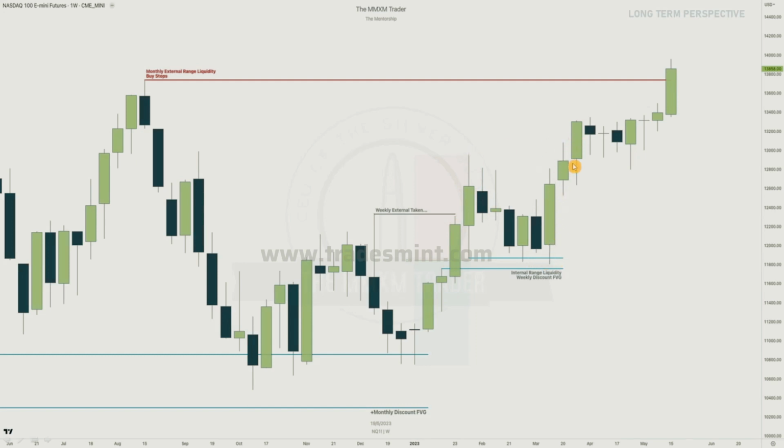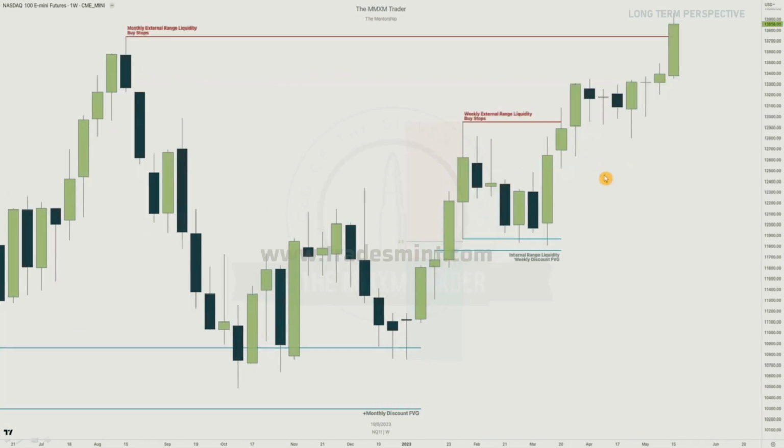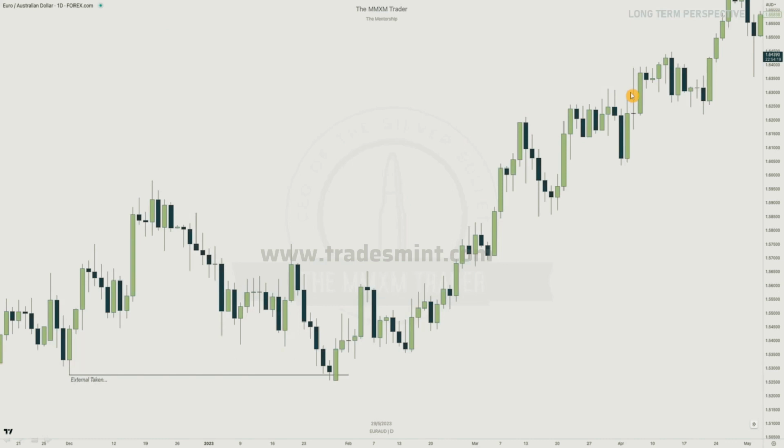So we take out this high over here, right? External range liquidity, internal to external. And where do we want to go next? To the buy stops. Right, so over here we've got another example. We've got the Euro Australian dollar daily chart.